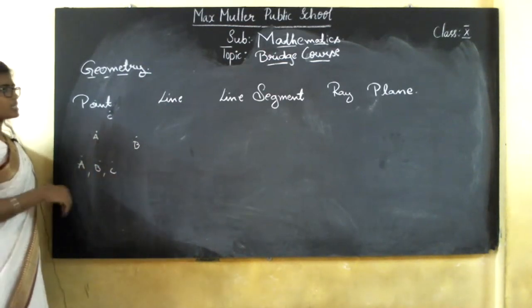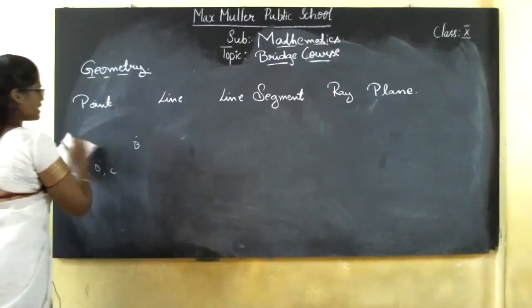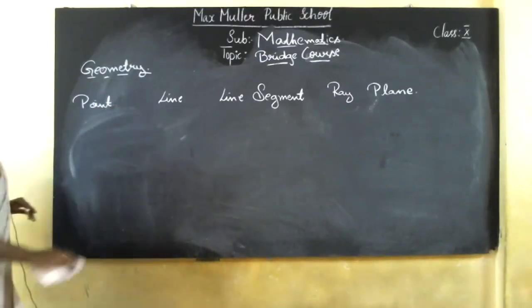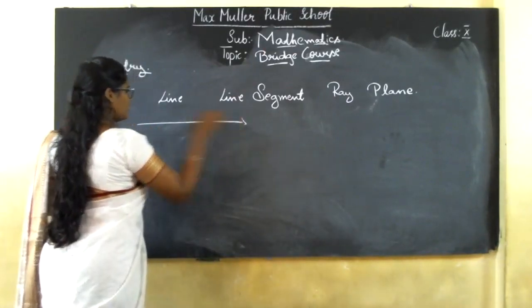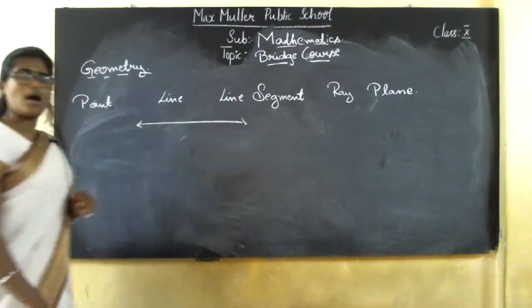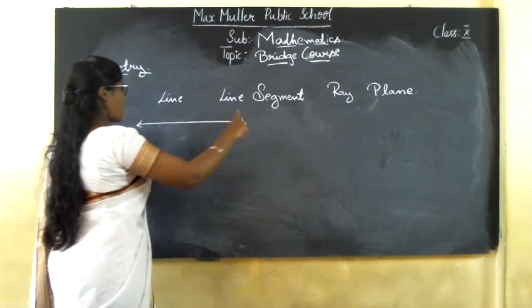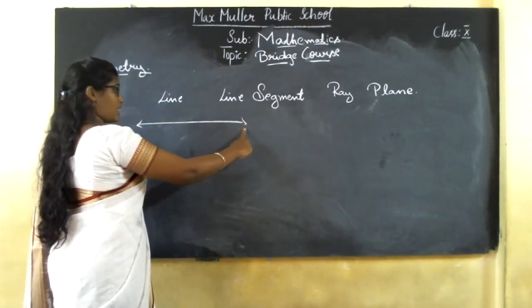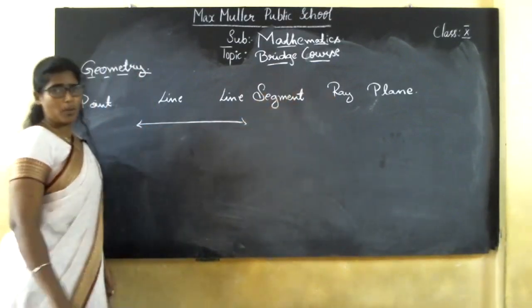Clear? Next, coming to the line. Then what is this line? How is this line different from a point? Line, in the sense, what? You are going to draw a line. Then what are these two arrow marks indicating? These two arrow marks indicate that you can extend this line to whatever measurement you require.